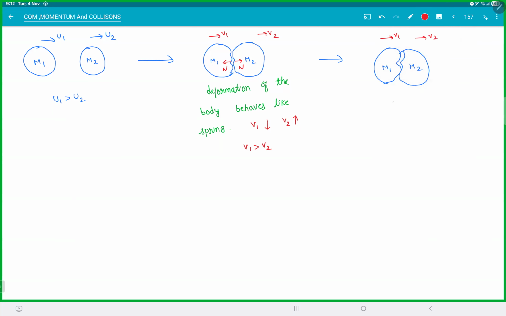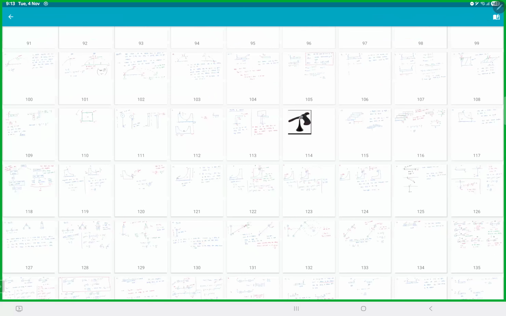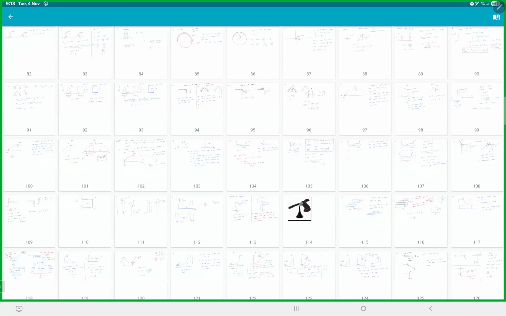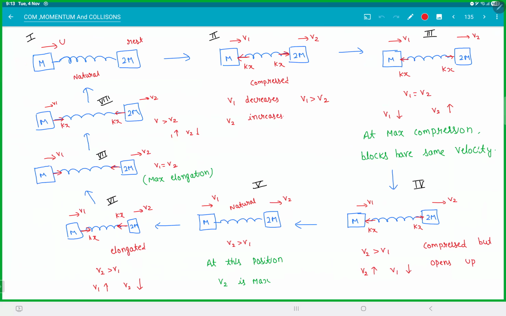At this point, V1 becomes equal to V2. This is your maximum deformation, and you lose a maximum amount of energy here. If you look at this now, remember state 1, state 2, state 3? Doesn't it look like this case? If you just imagine the deformation as a spring, this is what is happening in the 1, 2, 3 case.